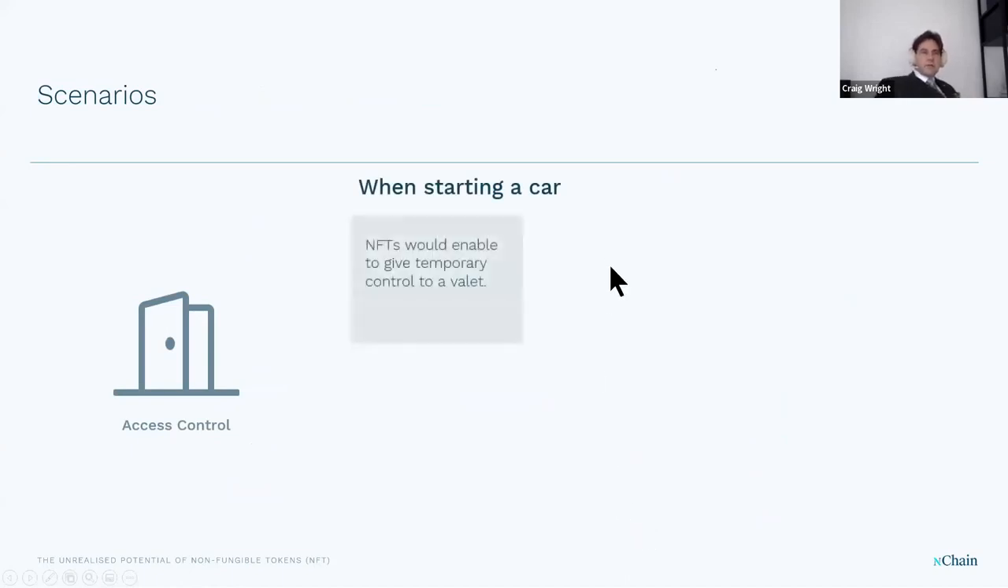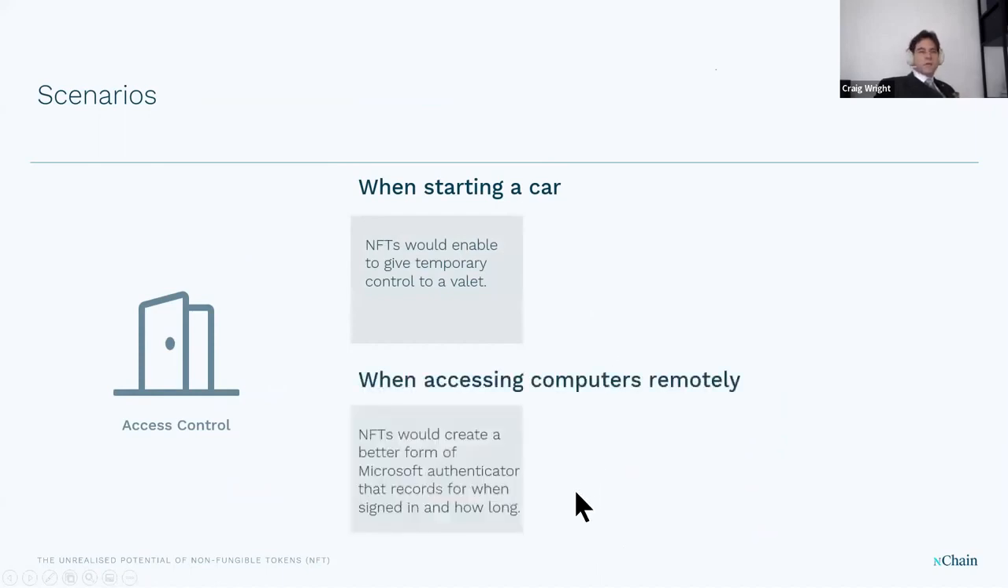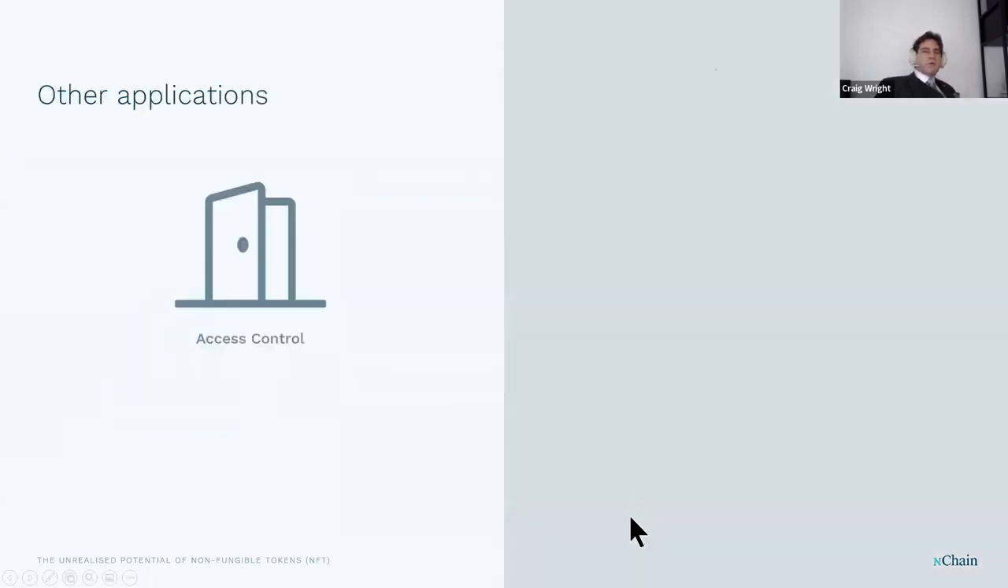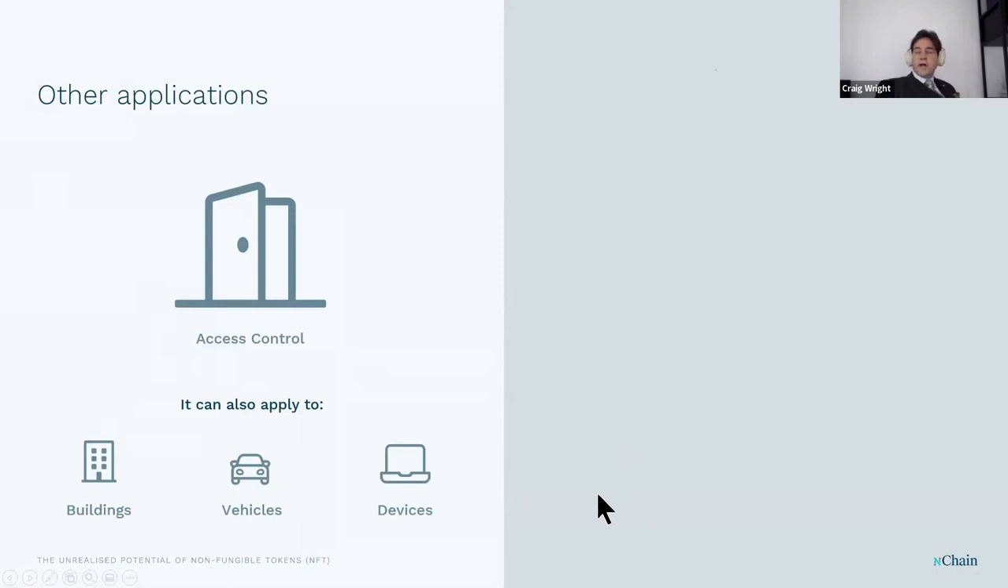Starting your car, you can enable temporary control. Accessing computers remotely. If you want to get onto a system, we can integrate with things like Kerberos. That would enable someone to have a better form of something like Microsoft Authenticator that records when you log in, how long you log in, would enable setting up timeframes, access that you can remotely give someone, the ability to securely log in without worrying from an airport computer at a terminal, things that you're told not to do anymore because it's no longer safe. We can fix that.